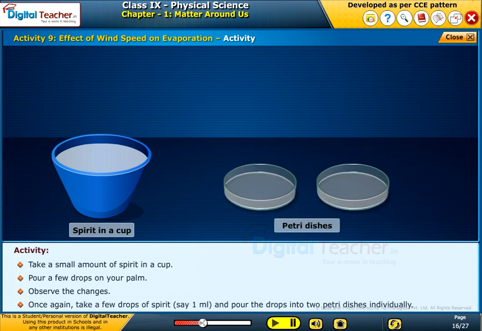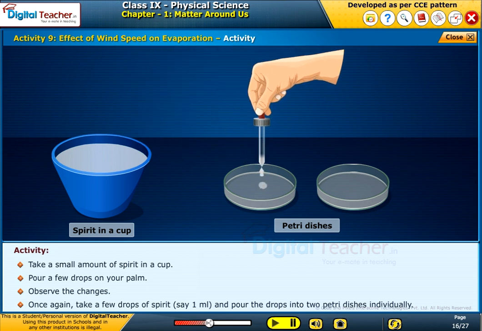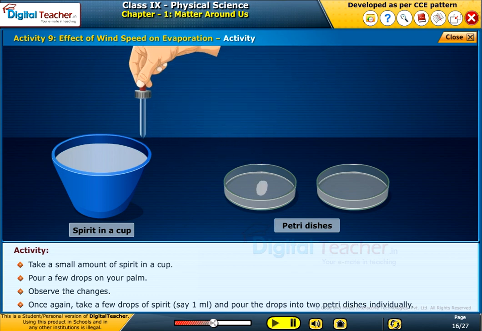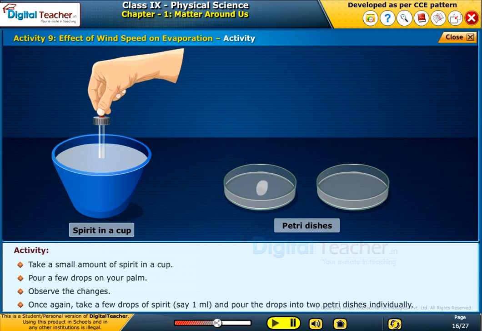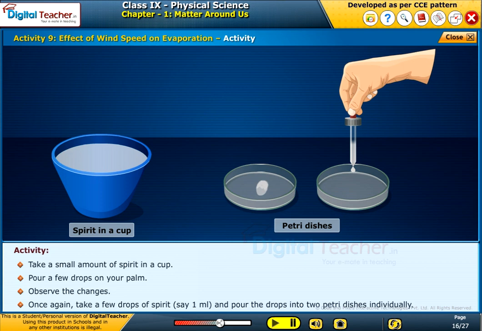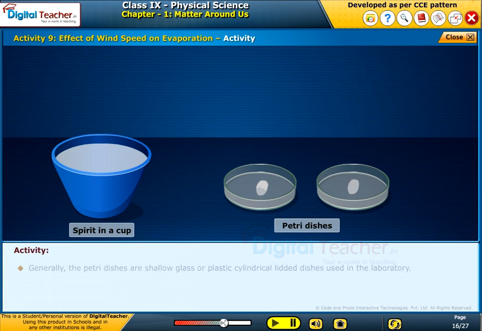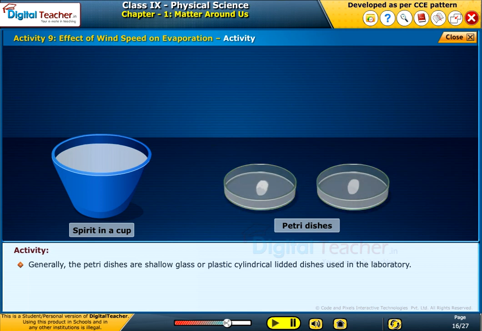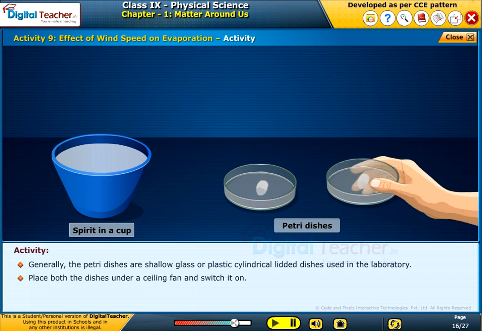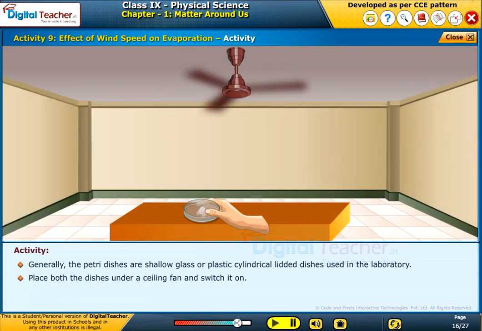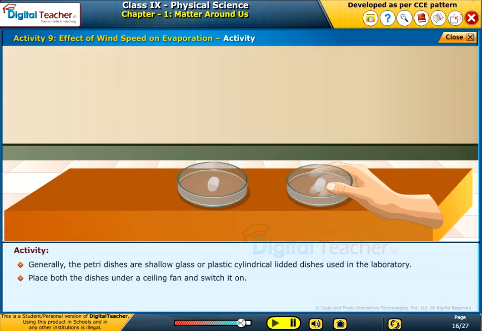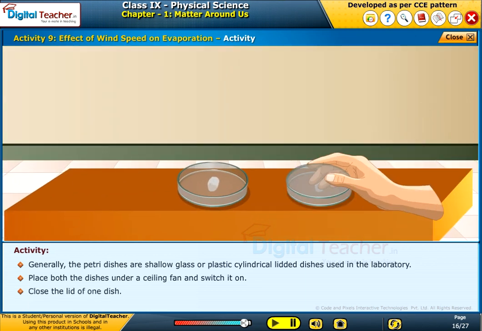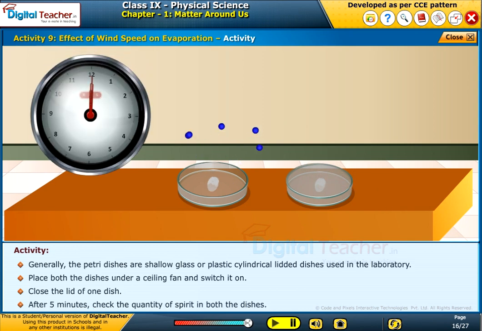Once again, take a few drops of spirit, say 1 ml, and pour the drops into 2 petri dishes individually. Generally, petri dishes are shallow glass or plastic cylindrical lidded dishes used in the laboratory. Place both the dishes under a ceiling fan and switch it on. Close the lid of one dish. After 5 minutes, check the quantity of spirit in both the dishes.